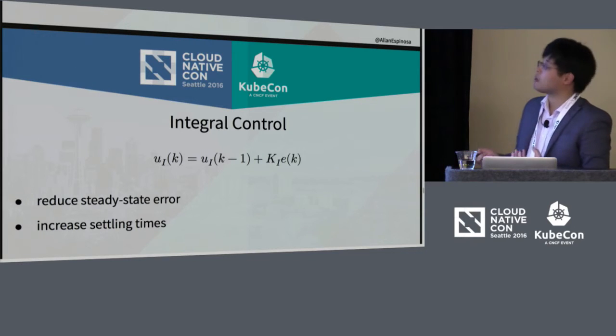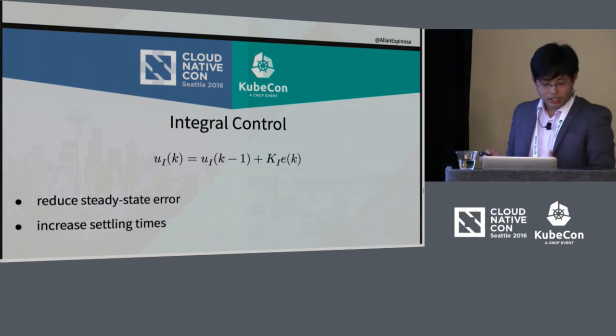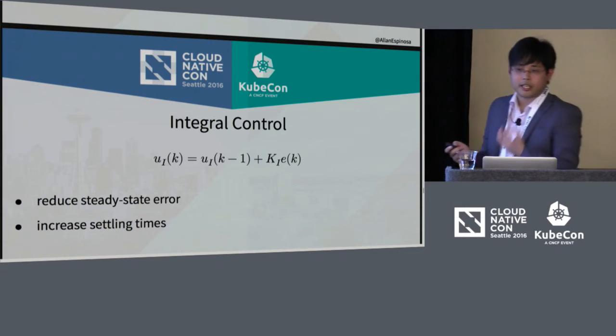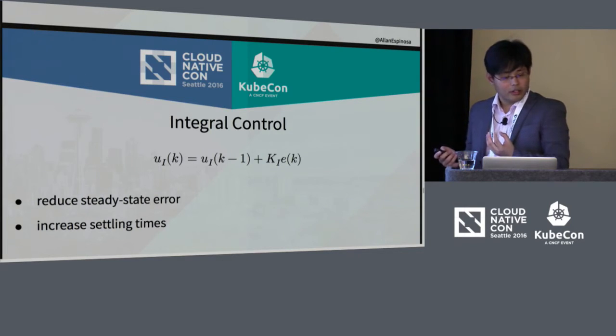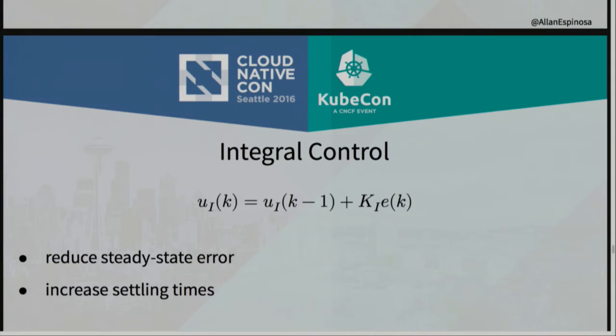Next, we have the integral controller. Basically, the number of instances depends on the number of instances you had previously plus an error value. So you're averaging out the errors over time and then multiplying that. If you're averaging your observations, then you're reducing the error difference. But since you're averaging as well, your system becomes less responsive.